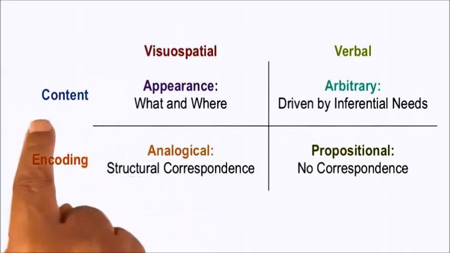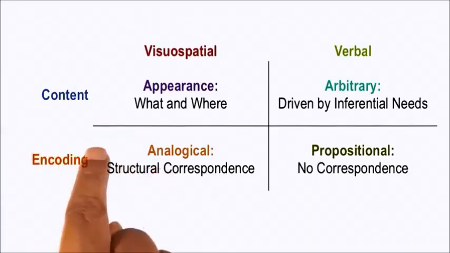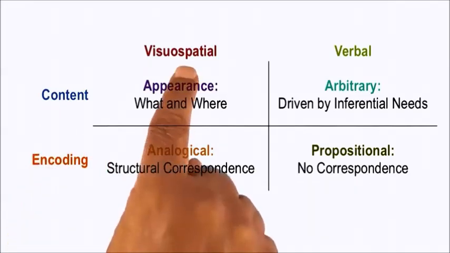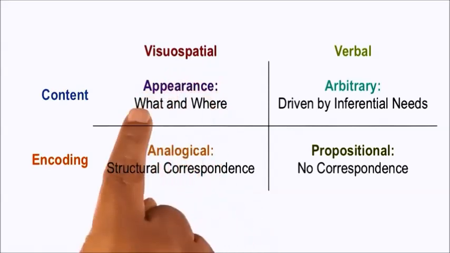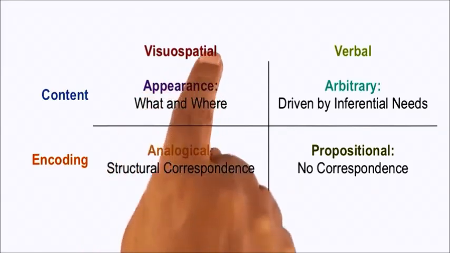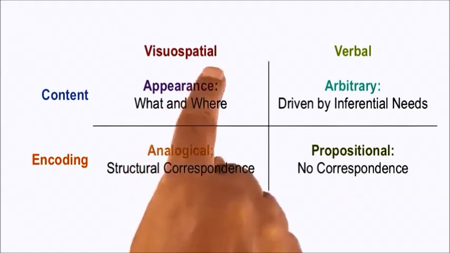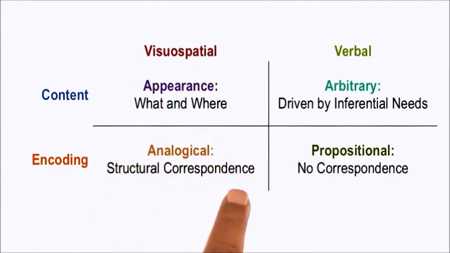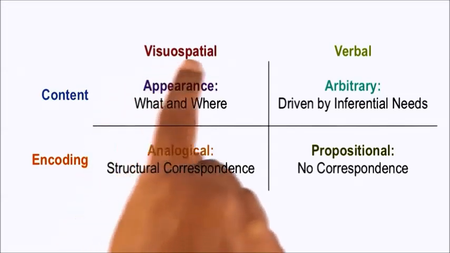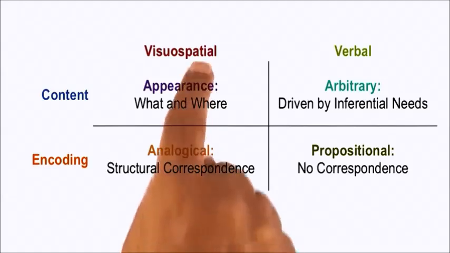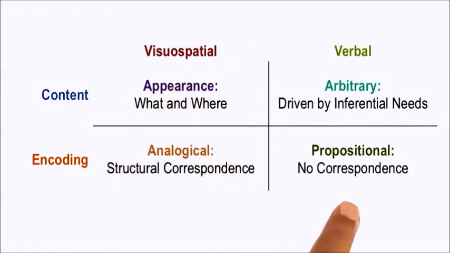This chart summarizes some of the discussion so far. Content deals with the content of knowledge, and coding deals with the representation of knowledge, content and form. The content of knowledge could be visual-spatial, that deals with what and where. Where is spatial, what is visual. And the encoding for visual-spatial knowledge could be either analogical or propositional. In an analogical encoding of visual-spatial knowledge, there is a structural correspondence between the encoding and the external world that is being represented. In the propositional representation of visual-spatial knowledge, there is no such correspondence.